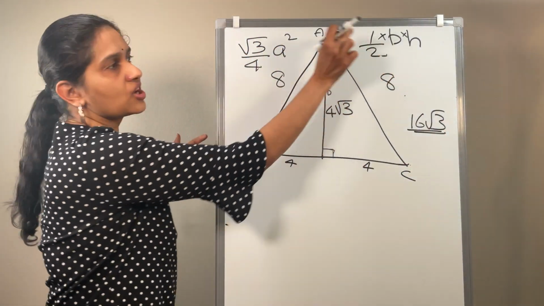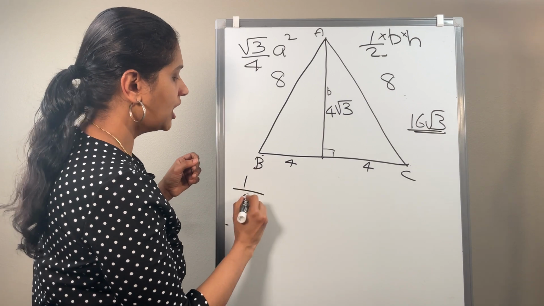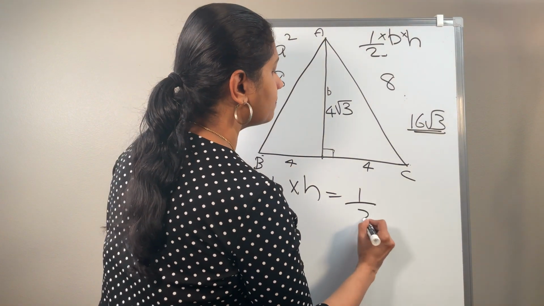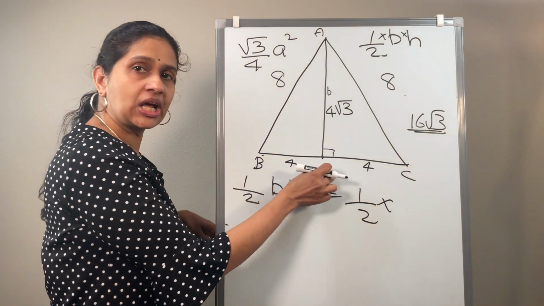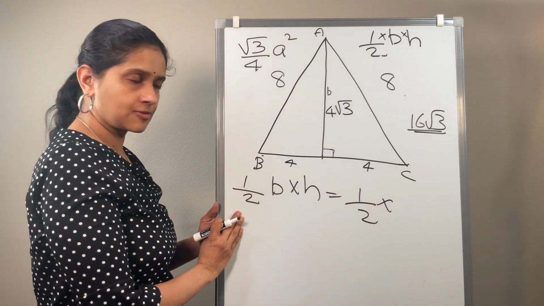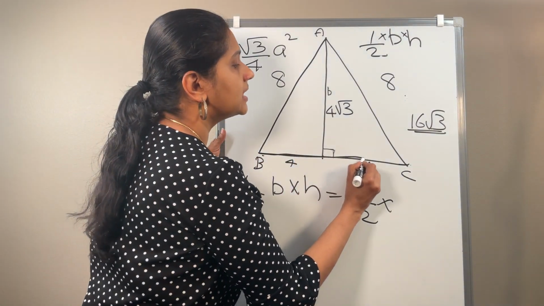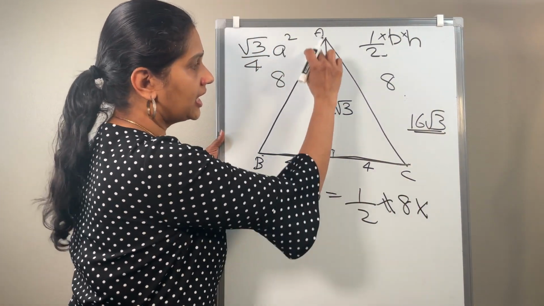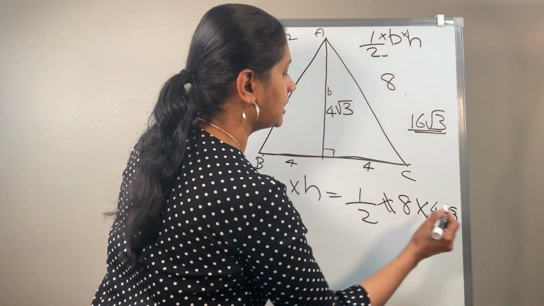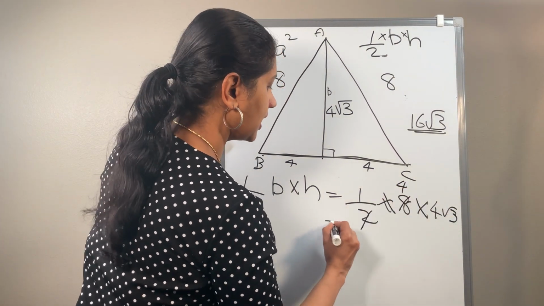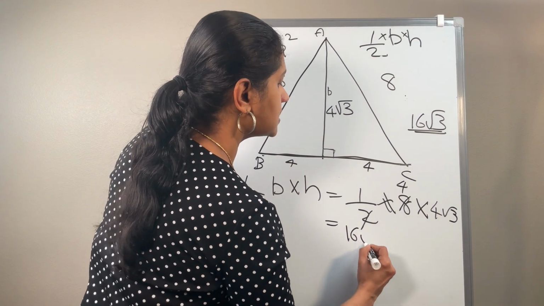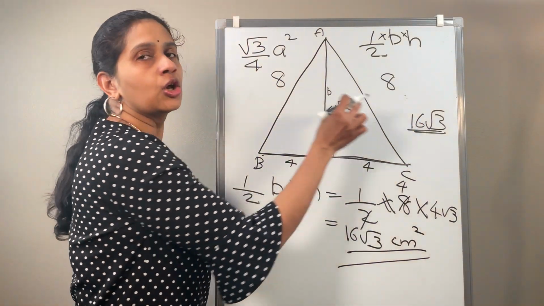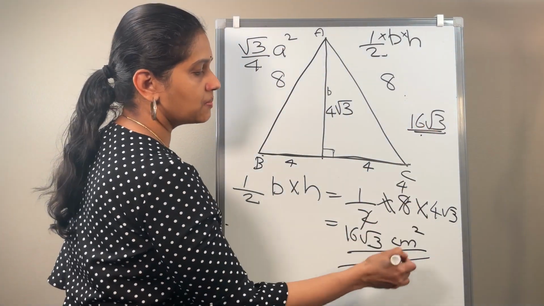Now, let us try to use this formula for the same: 1 by 2 times base times height. So, what is the base here? It is not going to be 4. For an equilateral triangle, if you are going to use the 1 by 2 BH formula, you need to consider the entire base. That is going to be 8. 8 times height, which is 4 root 3. So, 2 goes in 8 4 times. 4 times 4, 16. 16 root 3 centimeter square, or square centimeter. You can see root 3 by 4 a square gives the same result as this.